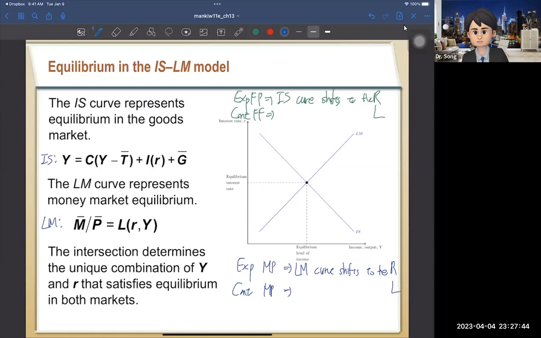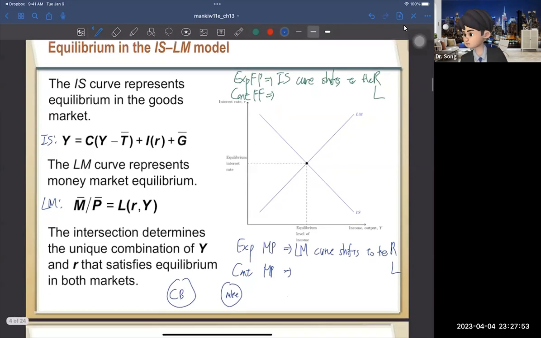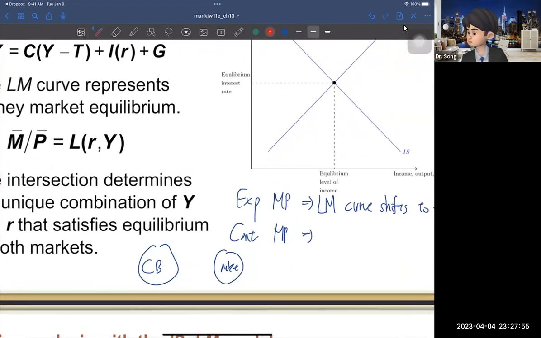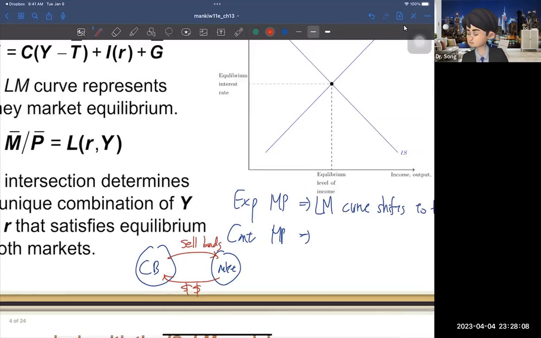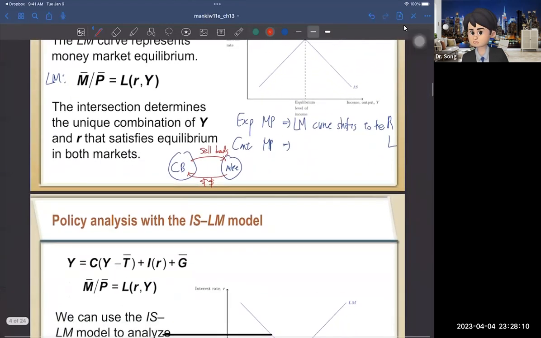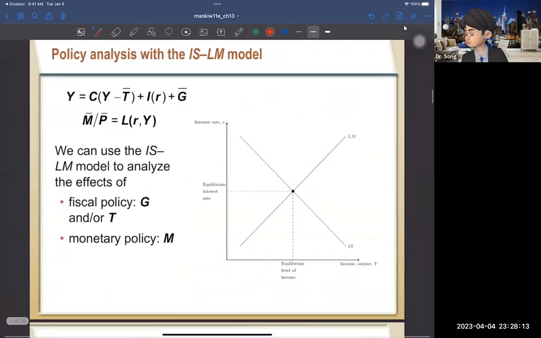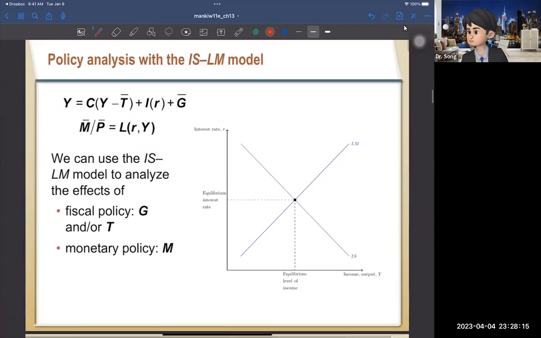So contractionary monetary policy works as follows. They reduce the money supply. How do they reduce the money supply? Well, here is the central bank and here is the market. In order to reduce the money supply, they sell bonds and get the dollars from the market. So that's a contractionary monetary policy. And you can draw the money market graph to explain this situation. But we're going to see the details in some examples.